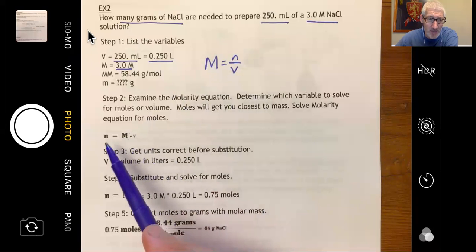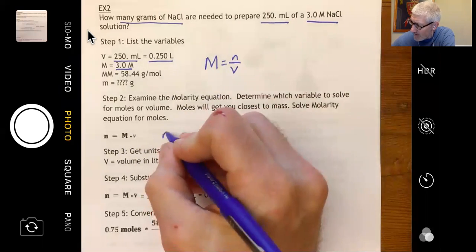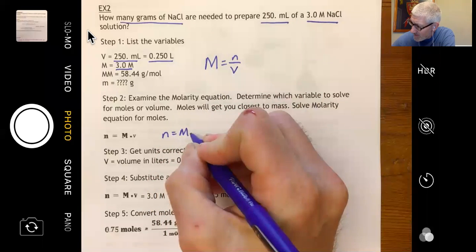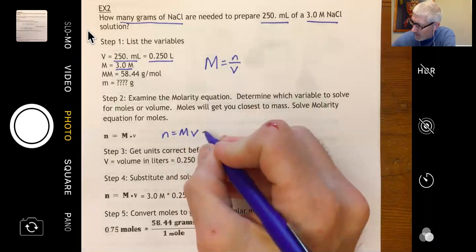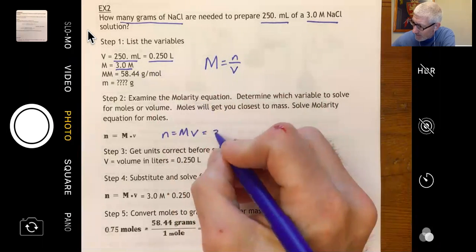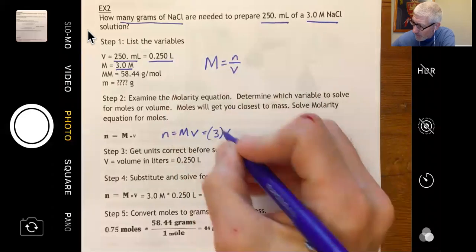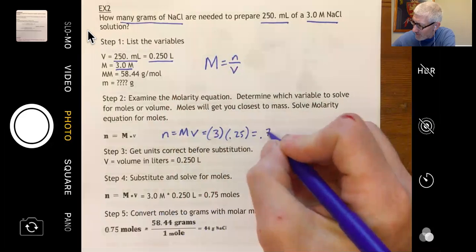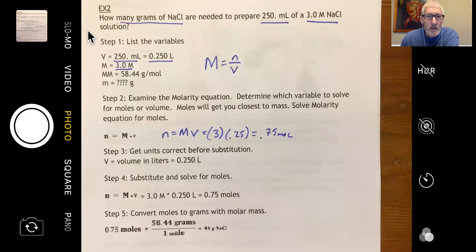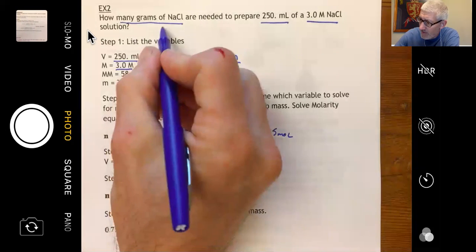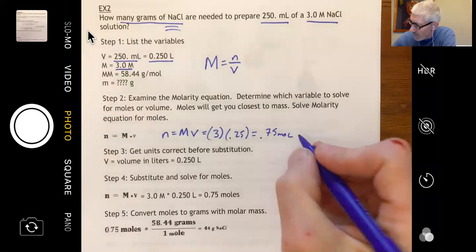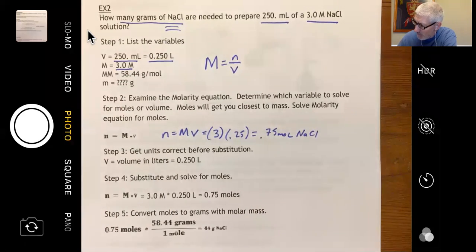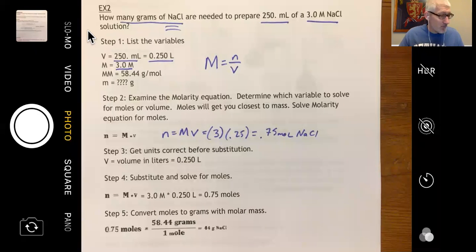n is equal to M times V. So if n is equal to molarity times volume, and I know the molarity is 3, and I know the volume is 0.25, that's what we end up with down here. So this is 0.75 moles. And then we're like, well, it's 0.75 moles of what? Well, it was moles of NaCl.